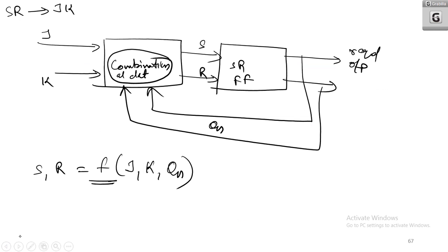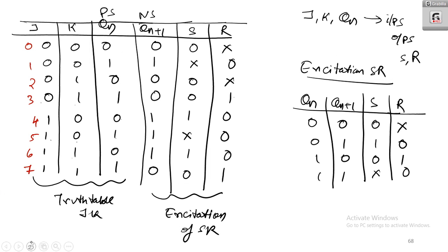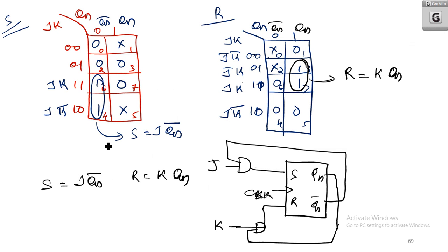So S is written in terms of J, K and Qn, and similarly R is also written in terms of J, K and Qn. And we have done the present state next state table of JK flip-flop and given the excitation table of SR flip-flop. So here we have derived the relation between S, J, K and Qn, similarly R, J, K and Qn. We have derived the equation as S is equal to J Qn bar and R is equal to K Qn.